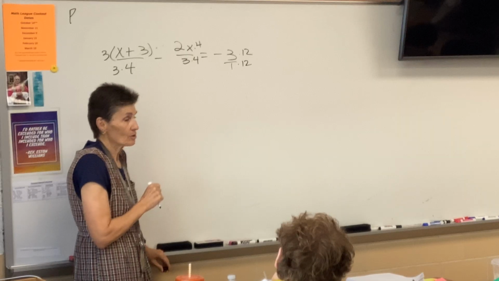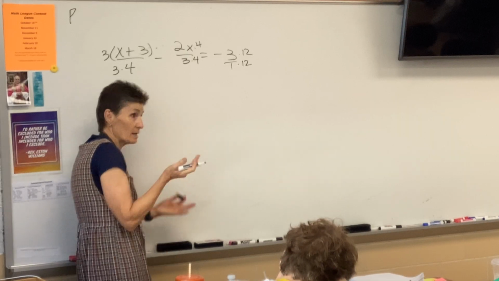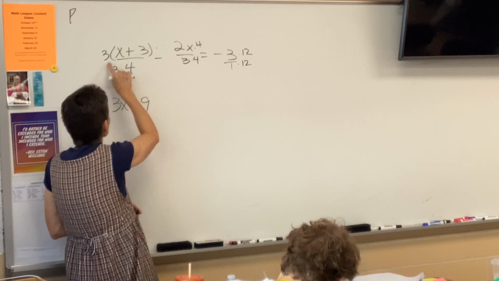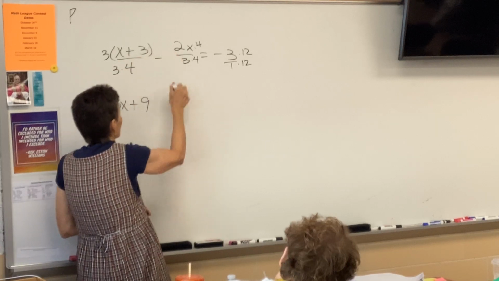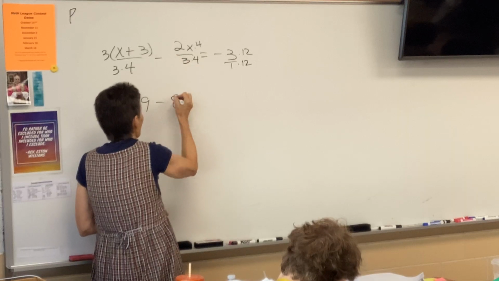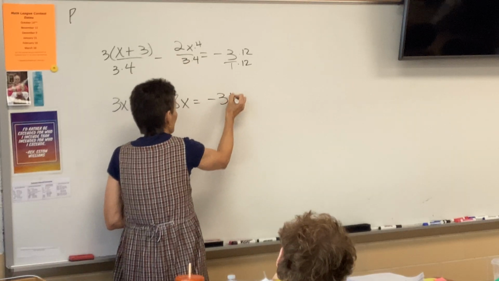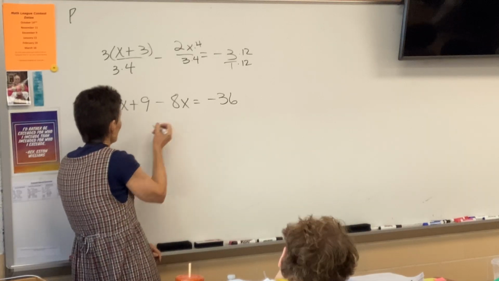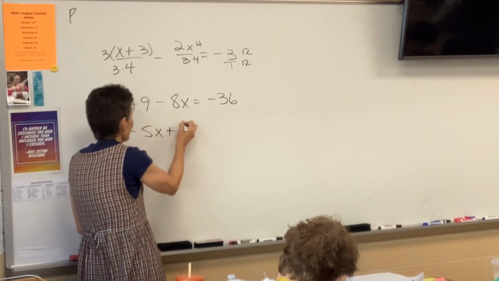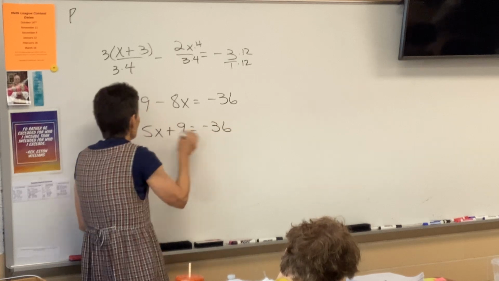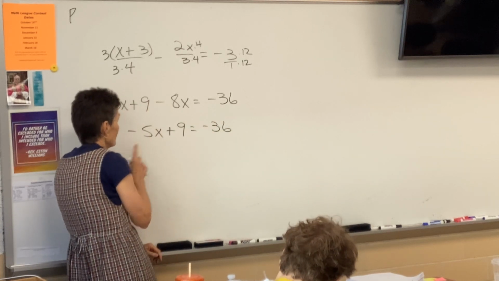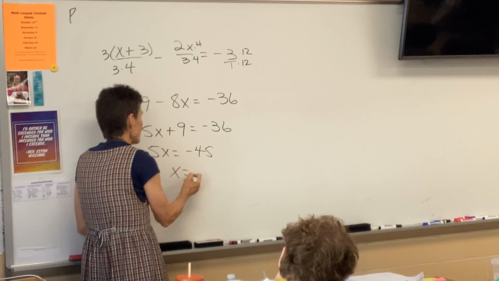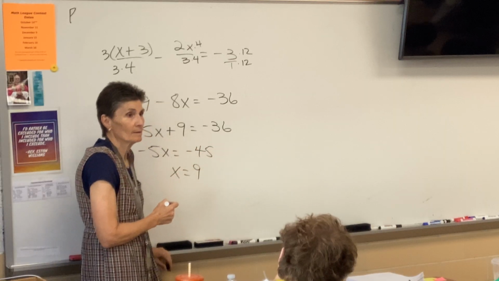And now, as soon as they are all the same, we can ignore them. So we have 3x plus 9 minus 8x equals negative 36. So it looks like negative 5x plus 9 equals negative 3x. Subtract 9. Did you get x equal to 9 when you solve that?